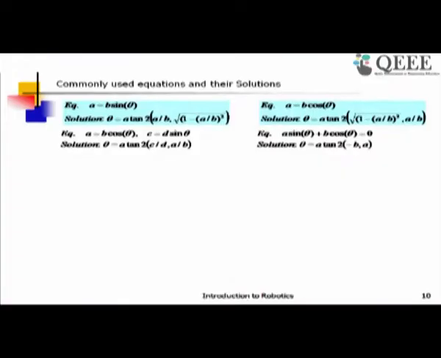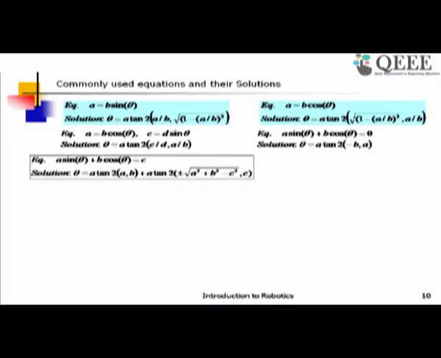Another one is A sin theta plus B cos theta is equal to 0. If you have an equation like this, then theta will be A tan 2 of minus B by A. Again, these are all commonly used equations. You don't need to remember all of these, but if you have a chart of these equations, you can always bring your equations into one of these formats and easily solve for theta.